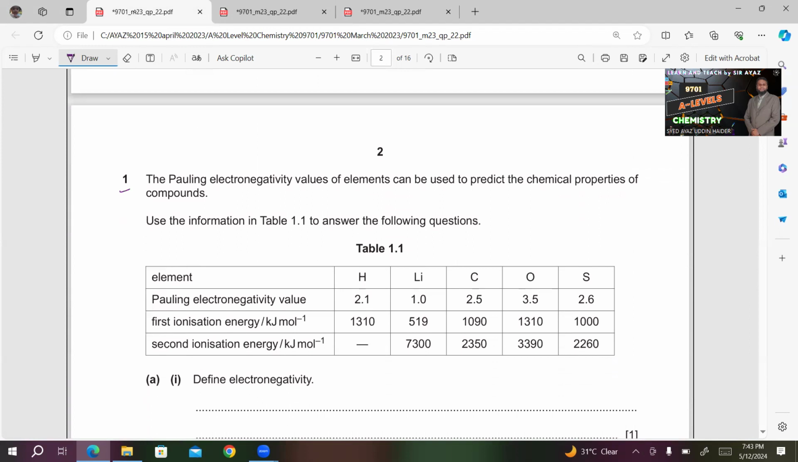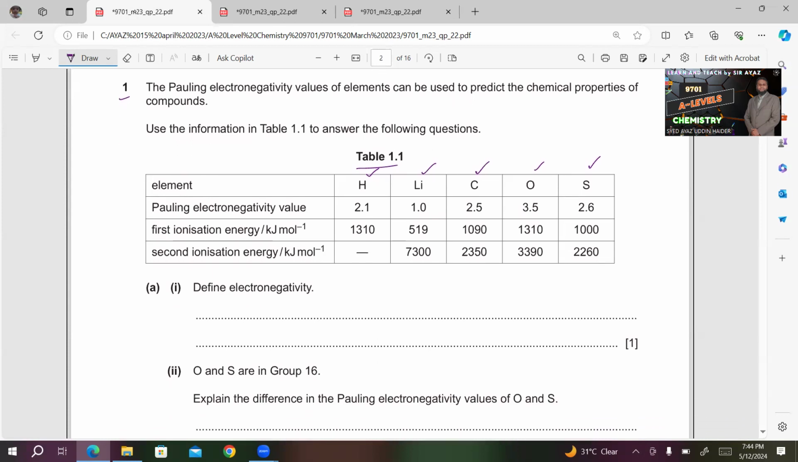Here's question number 1. The following electronegativity values of elements can be used to predict the chemical properties of compounds. Use the information in table 1.1 to answer the following questions. Here's table 1.1. Element provided is hydrogen, lithium, carbon, oxygen, sulfur. Pauling electronegativity value, first ionization energy and second ionization energy in kilojoule per mole is provided here.